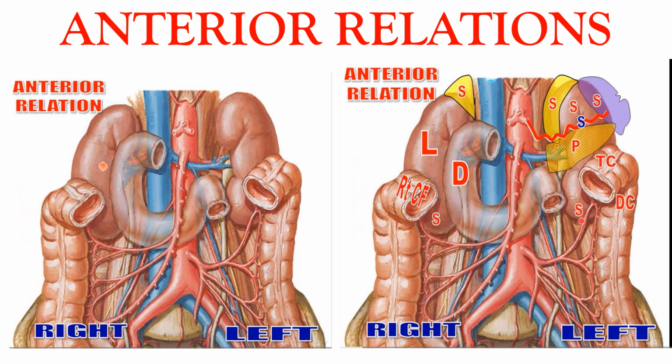This is a blood vessel where my cursor is. It's called the ascending branch of the left colic artery. Ascending branch of the left colic artery. Okay, this is also the ascending branch of the right colic artery.